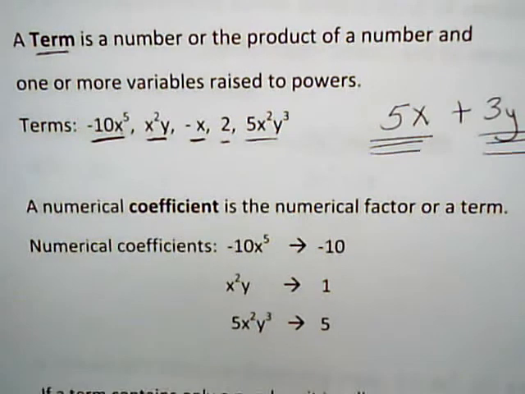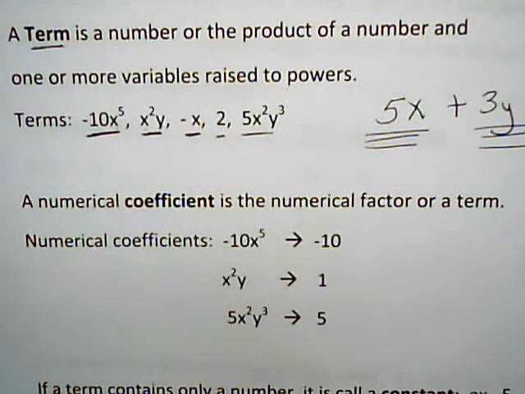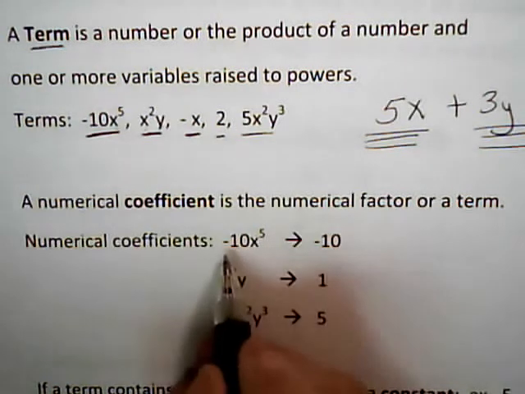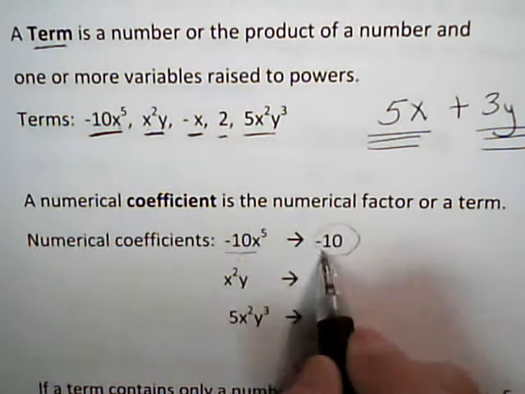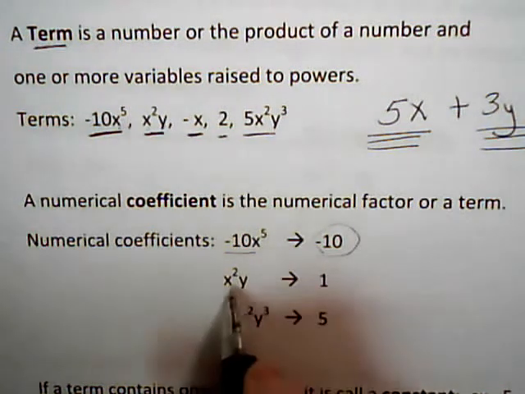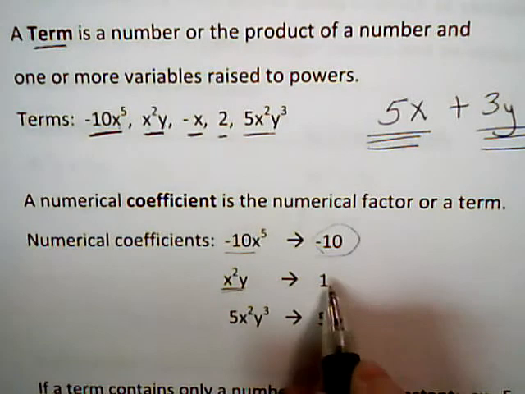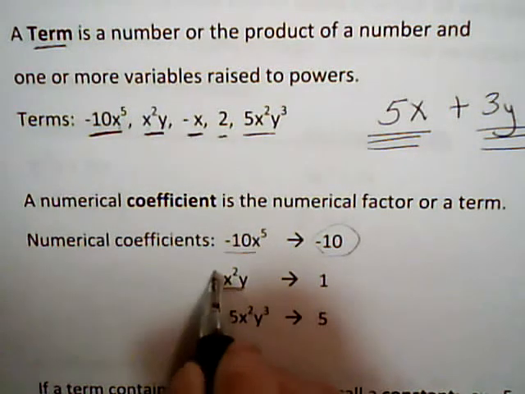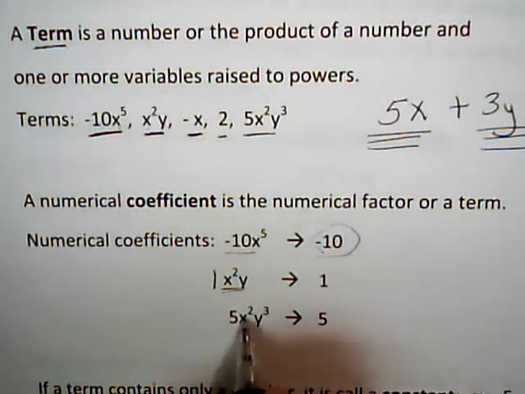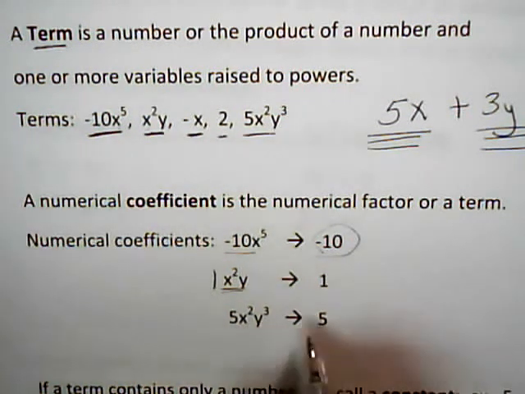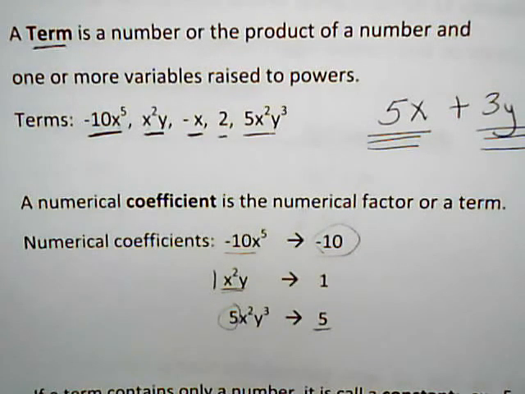We talk about a numerical coefficient of a term. That's actually the number sitting in front of the variable. So if we have negative 10x to the fifth, the coefficient is the negative 10. If we have x squared y, well, the coefficient is 1 because there's an understood 1 sitting there that we don't ever write. 5x squared y cubed, the numerical coefficient is the number 5.